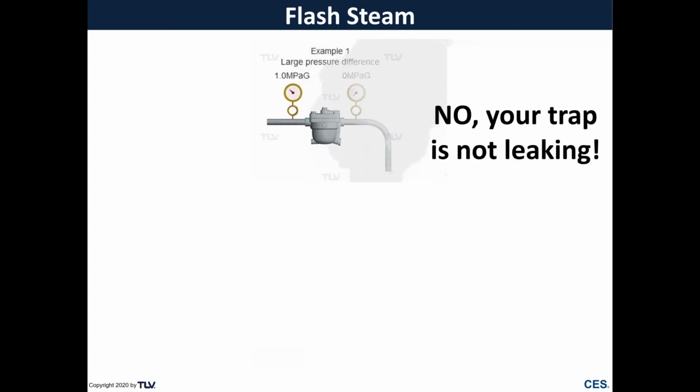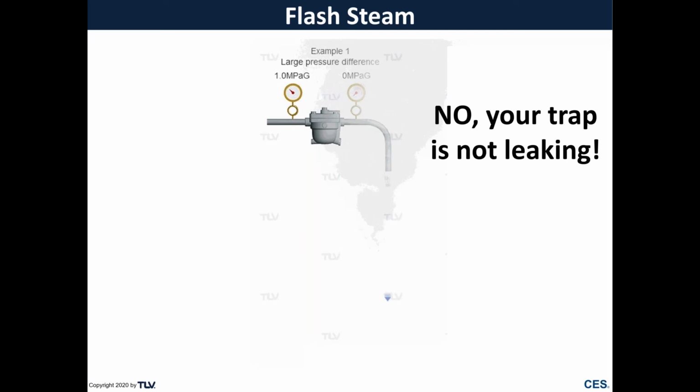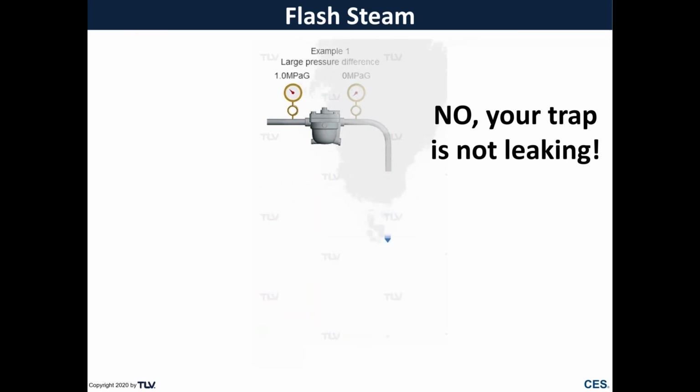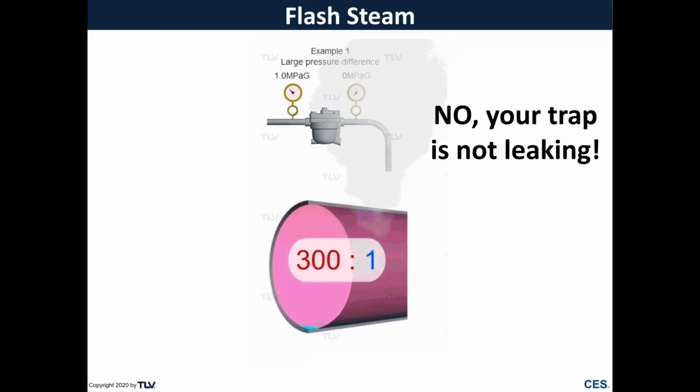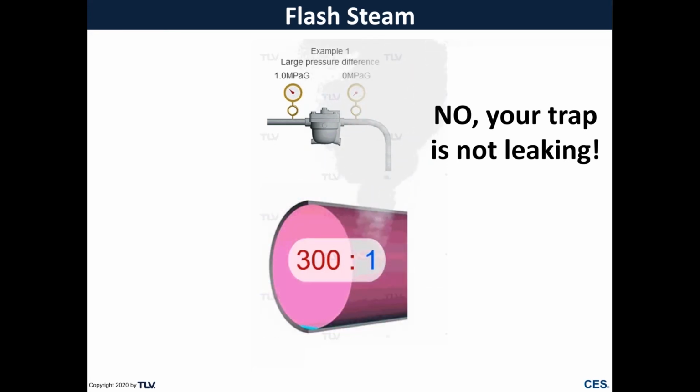Well, no, your steam trap is not leaking. It's actually just flashing. As that condensate discharges to atmosphere, a portion of it will flash into steam, and that's the steam that we're seeing here, not necessarily a leaking steam trap. So now let's look at why flash steam happens.